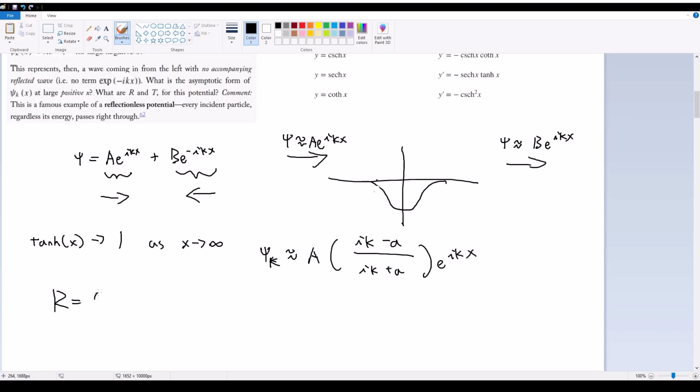Finally, we are asked to find R and T, and that's pretty obvious at this point. R is obviously just going to equal 0, and T is obviously just going to equal 1. And with that, we are done with this problem.